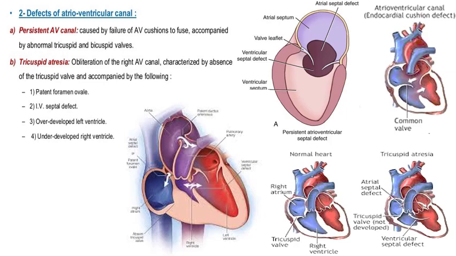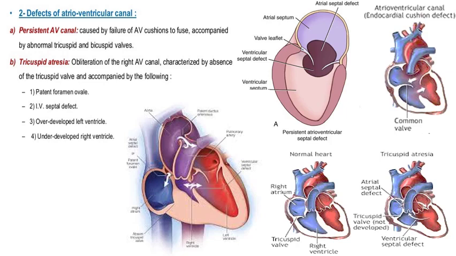So tricuspid atresia is where there is no patency or communication between the right atrium and the right ventricle. So there is obliteration of the right atrioventricular canal. The atresia of the tricuspid valve will cause this.